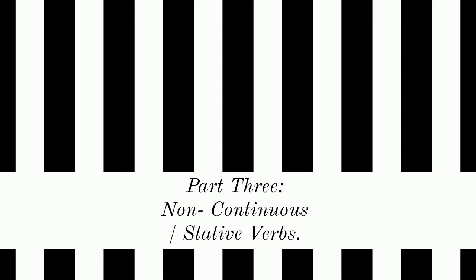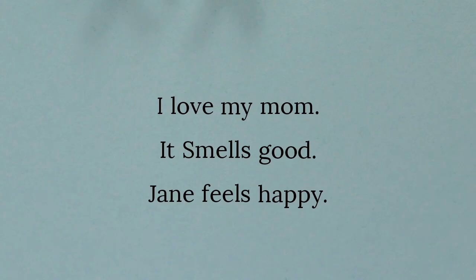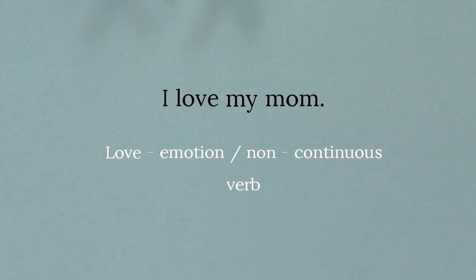Moving on to the next usage. We also use present simple tense when we are talking about non-continuous verbs. These are those verbs which we don't use in continuous form, even though they are happening right now. These are also known as stative verbs. These are connected with our emotions, feelings, opinions, our five senses. So let's look into some examples. I love my mom. It smells good. Jane feels happy.